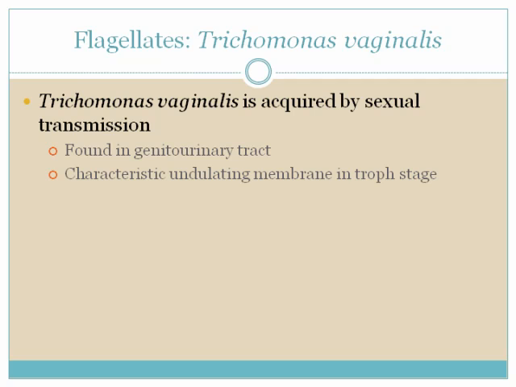In comparison to Trichomonas hominis, the undulating membrane of Trichomonas hominis goes the whole length of the organism, whereas the undulating membrane of Trichomonas vaginalis only goes half the length of the organism. Also, Trichomonas hominis is found in the stool, whereas Trichomonas vaginalis is usually found in the urine.